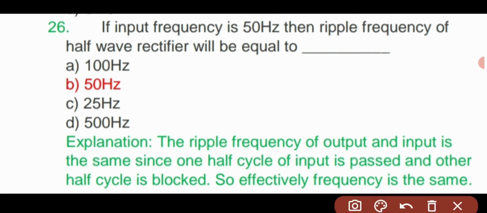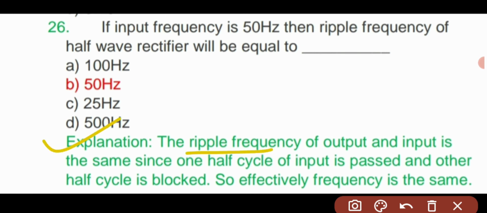Question number 26. If the input frequency is 50 Hz, then the ripple frequency of half wave rectifier will be equal to option A 100 Hz, option B 50 Hz, option C 25 Hz, option D 500 Hz. Then the answer is 50 Hz. Ripple frequency of half wave rectifier: here the input frequency and ripple frequency of half wave rectifier are the same. Here the input frequency is 50 Hz, then the ripple frequency is also 50 Hz. Then the answer is B.